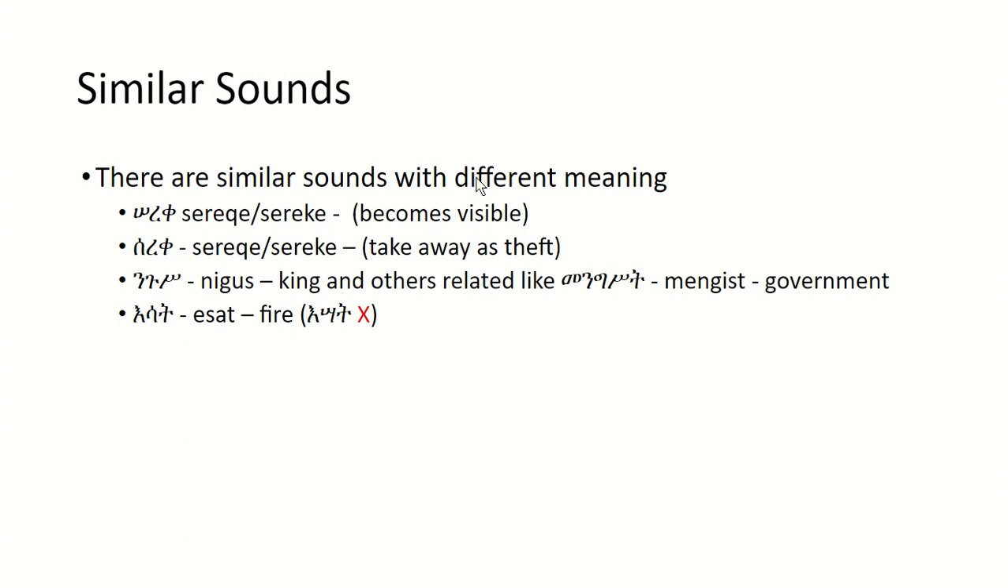There are similar sounds with different meanings, represented by different alpha characters or letters. This and this have the same sound for the first letters of the two words. Here we say saraka, and here also we say saraka. But the meaning for this saraka is that it becomes visible, like the sunrise.